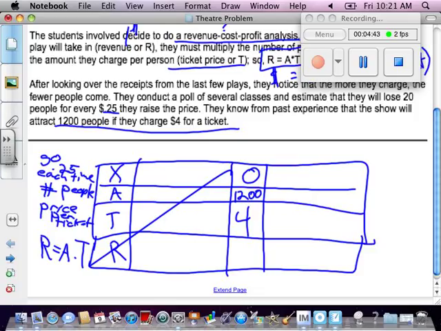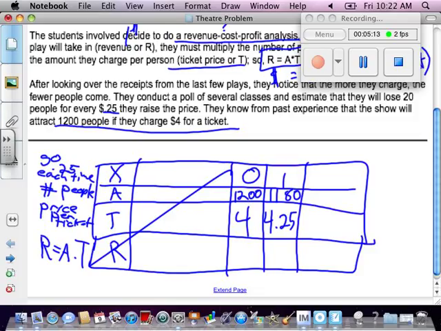So I want to do one of each side and one below so you kind of get how the table works. If we go to 1, does that mean it's $1 more? It means it's 25 cents more. So instead of 4, we get 4.25. And we know every time we go up 25 cents, what happens to my A, my attendance? It goes down 20 people, so we get 1180. Okay? Let's try this one.